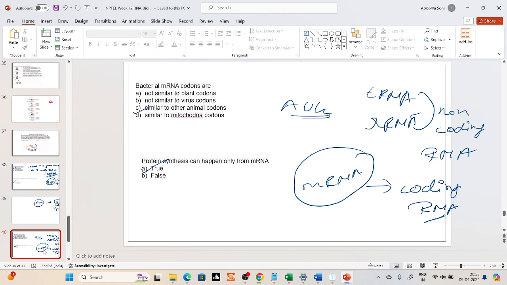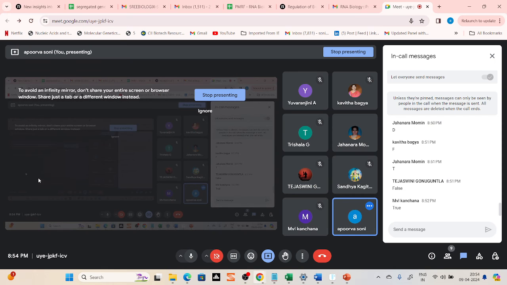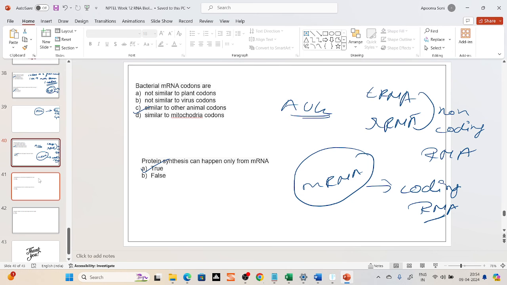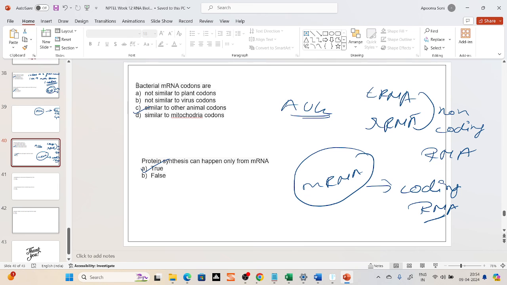Next question is, ma'am, this question answer, ma'am. The first question, this bacterial mRNA codons. You are asking about the first question, bacterial mRNA codons.